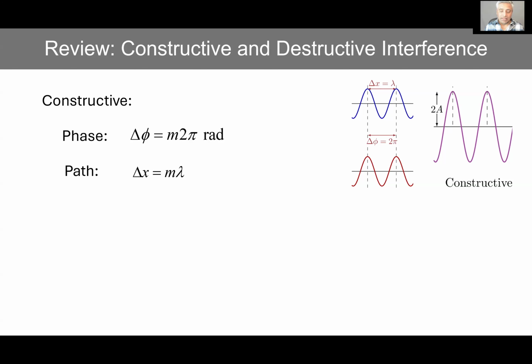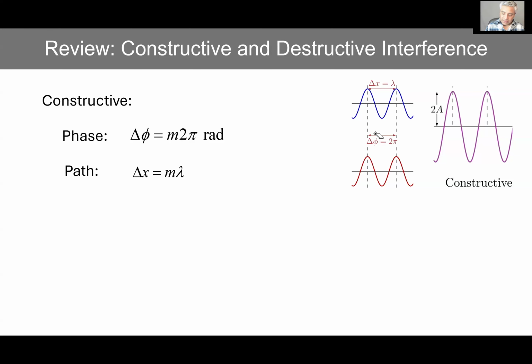Since we're talking about interference in thin films, we have two kinds of interference, constructive and destructive, which we already talked about. And what's the condition for that? This constructive and destructive interference can be thought of in terms of change in phase or in terms of change in path. Change in phase or change in path.